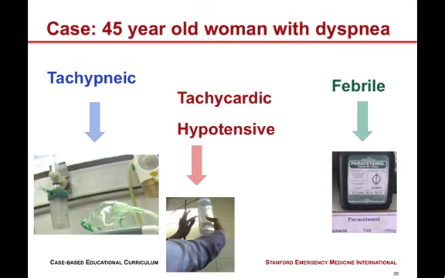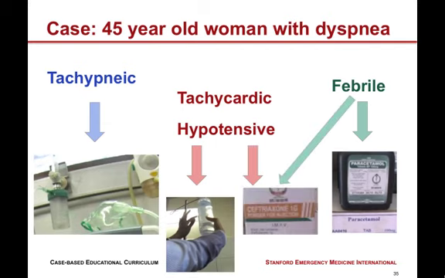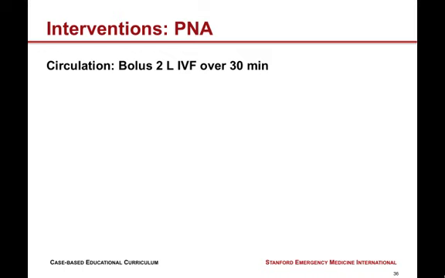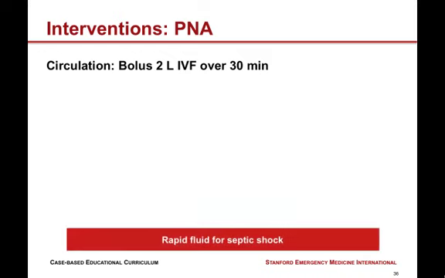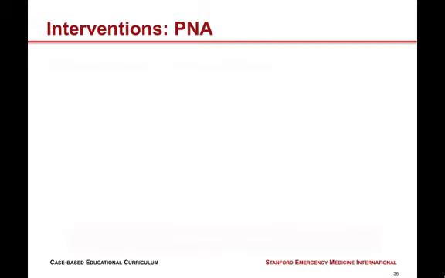In addition to this, the patient has pneumonia, fever, tachycardia, hypotension. The patient needs to receive antibiotics immediately. The boluses of IV fluid, 2 liters, should be given over 30 minutes. The patient is in septic shock.